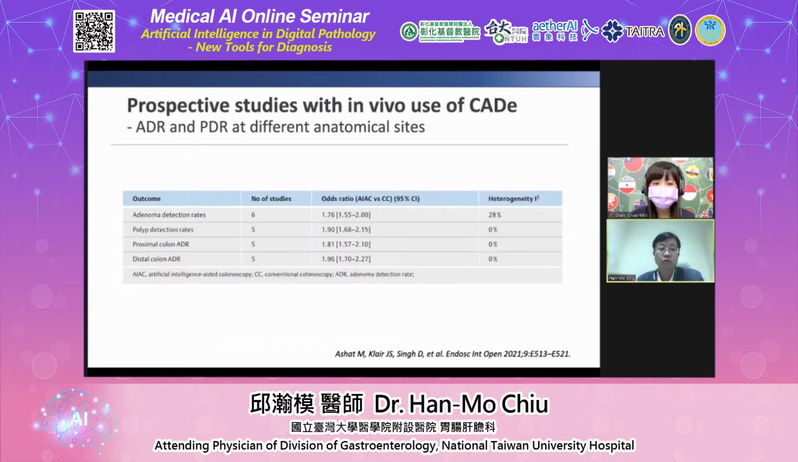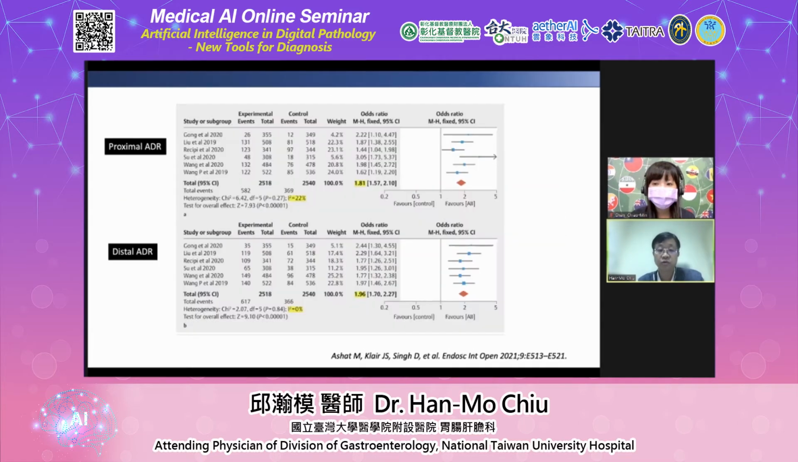The proximal colon is where post-colonoscopy colorectal cancers are more likely to occur, and this meta-analysis revealed that ADR in the proximal colon was also significantly higher in the AI-assisted group. As you can see here, using AI-assisted colonoscopy could increase the likelihood of detecting proximal colon adenoma by 81% and distal colon adenoma by 96%, which is remarkable.